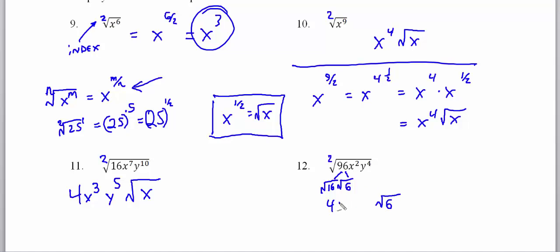2 goes into 2 once with no leftovers. 2 goes into 4 twice with no leftovers. So here's my final answer. 4xy squared times the square root of 6.